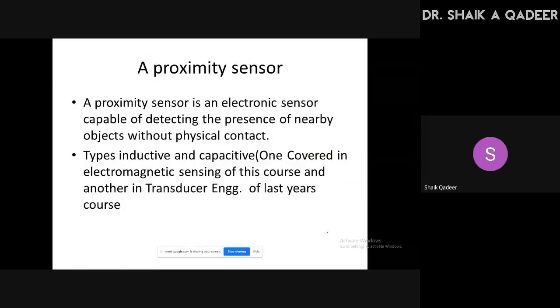Already I told you, proximity sensor is used to detect an object without physical contact. These are the two fundamental principles, sorry, the assumptions for a proximity sensor. One is made for detecting the presence of an object. Another one, without having any physical contact. Right?